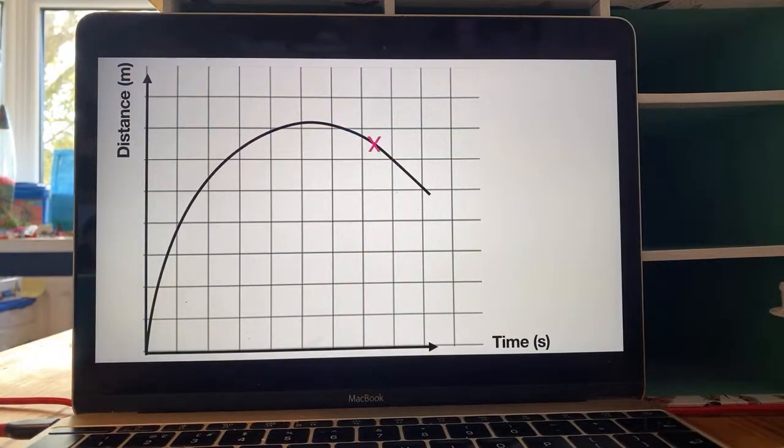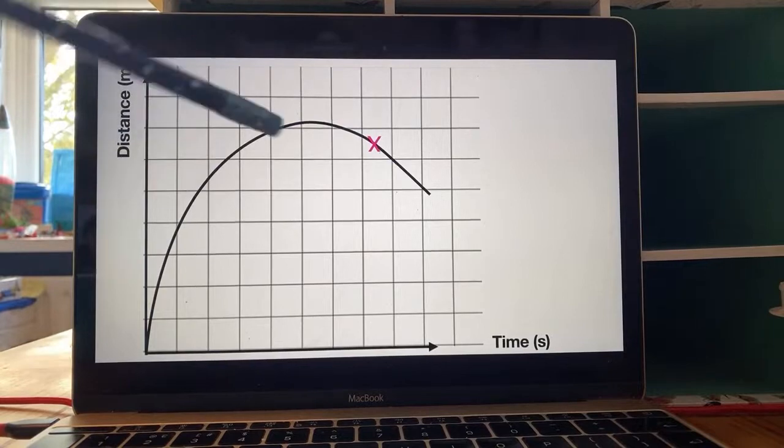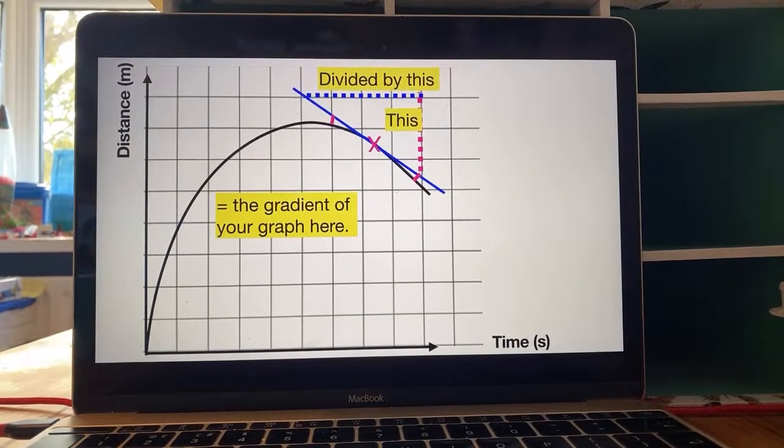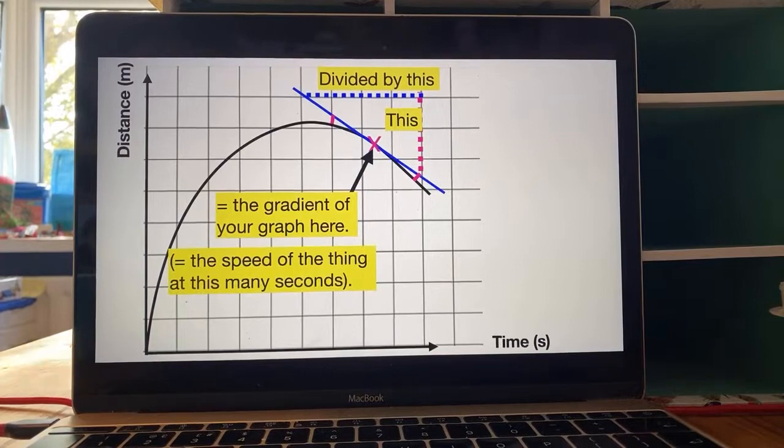Let's do that again. So a point here, how would you do that? Because it kind of is almost a straight line, isn't it? Well, again, you would just have to draw a straight line so that there are equal amounts of space on either side. And then take a gradient of that line. So if it's going downwards, it doesn't matter, you can still do the y-axis divided by the x-axis. That bit divided by that bit, as it says on the PowerPoint, gives you the gradient of your graph, which gives you the speed of the thing at this many seconds.